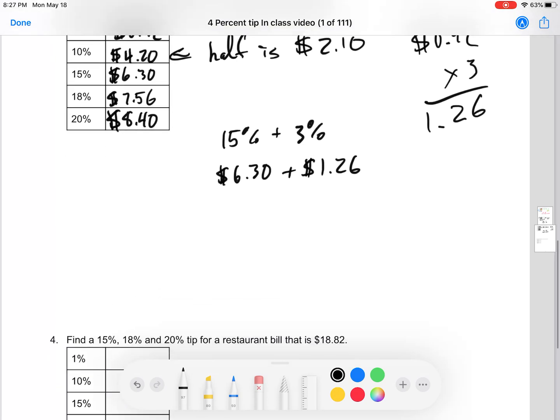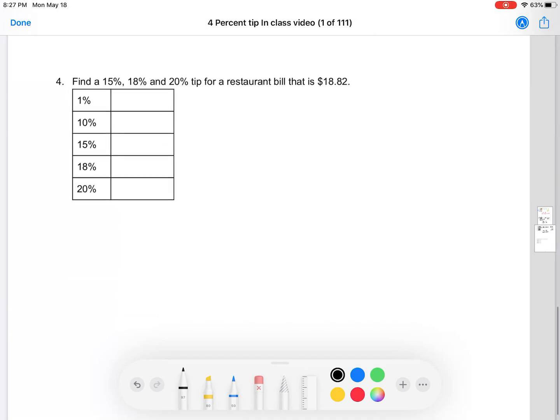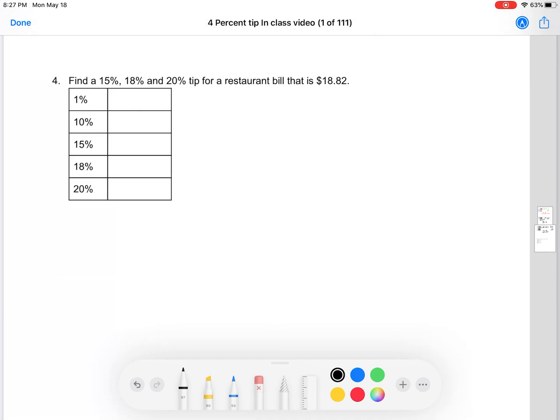Okay. And now for the toughest, most realistic type of a bill, where we have change in there, right? So the first thing we'll do is the 1%. Now the 1% looks like it should be $0.1882. But of course we have to round that, right? We're going to round this to the nearest penny.